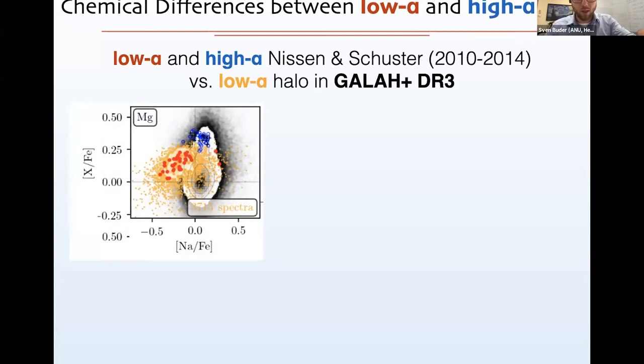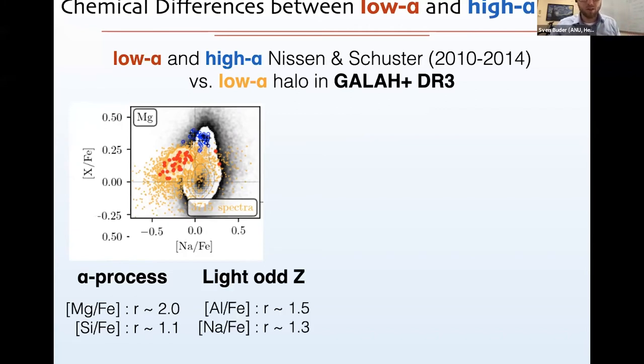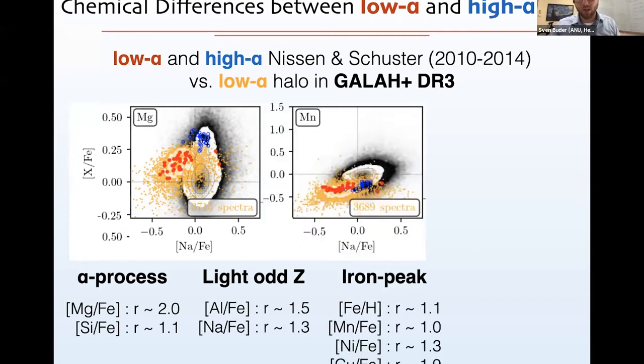And what you see here is where I'm just plotting the manganese over iron versus sodium over iron. You have the typical disk stars in black in the background, and you have the low alpha stars in red and orange here, and they're quite different from the high alpha halo stars. So looking at the R values, we see that these R values are quite high. Basically a value of 2 means very significant separation. If we look at sodium, we see a value of 1.3, also very high.